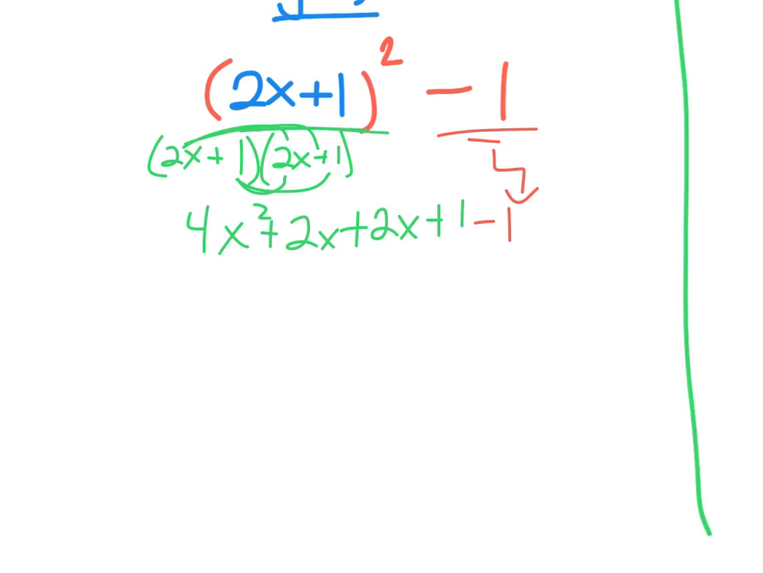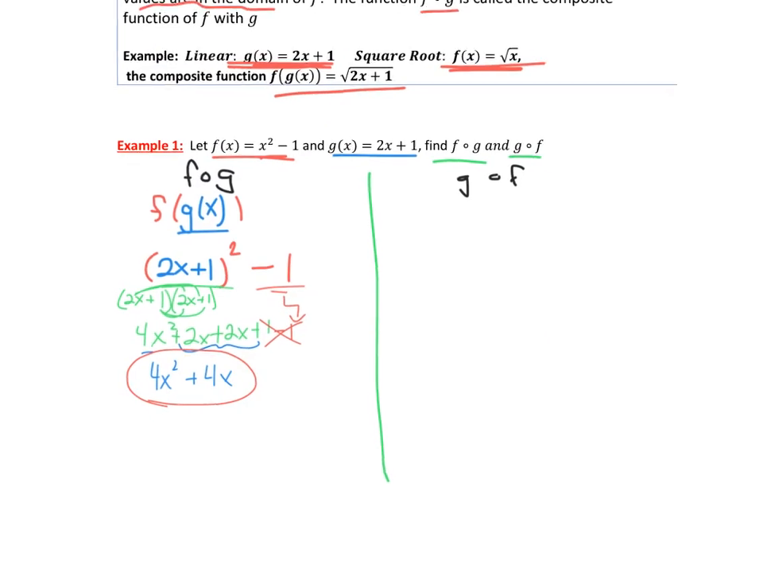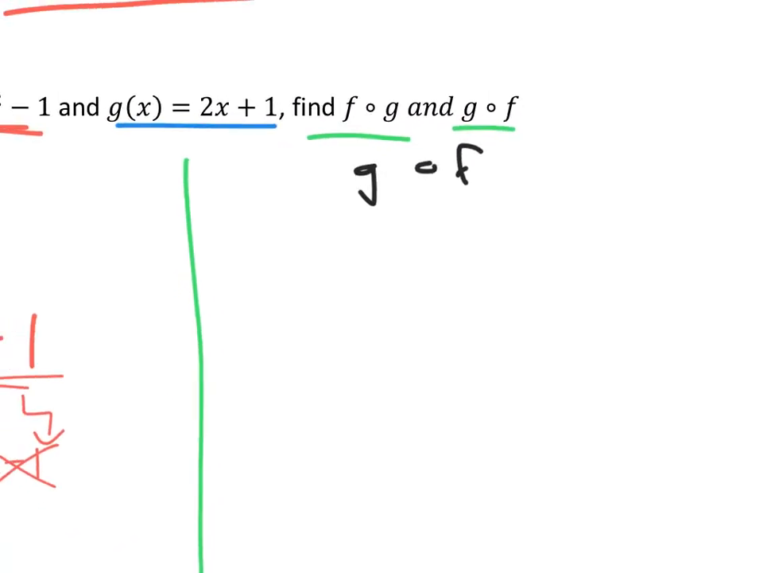To finish it off, I'm just going to combine any like terms. So I got 4x squared is all alone. Got 2x and 2x is going to make 4x. And then the positive one and the negative one, they are going to cancel out. So f of g is equal to 4x squared plus 4x. Now I'm going to move over and go to g of f.